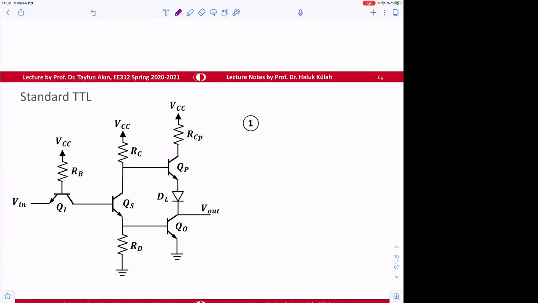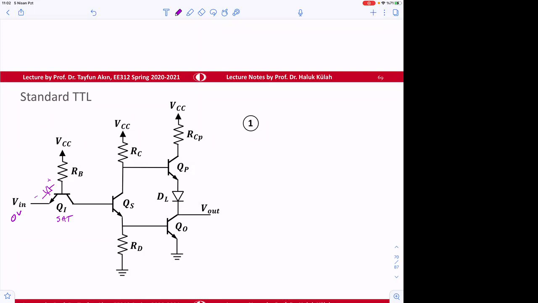In fact, 0 or 0 to 0.5 volt, but let's start with the 0. So when input is 0, I guess now we know the kind of the response of this input transistor. So this response is going to be, this Q1 is going to be in saturation. Okay, so when this is in saturation, why is it in saturation?